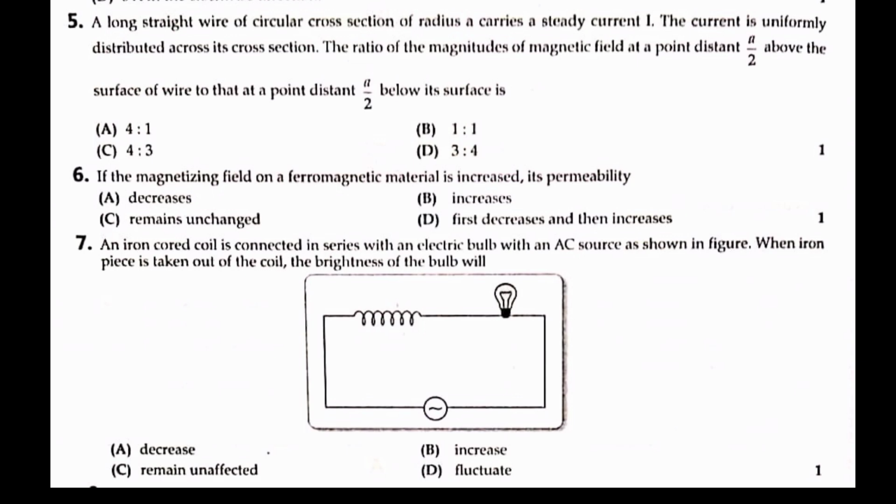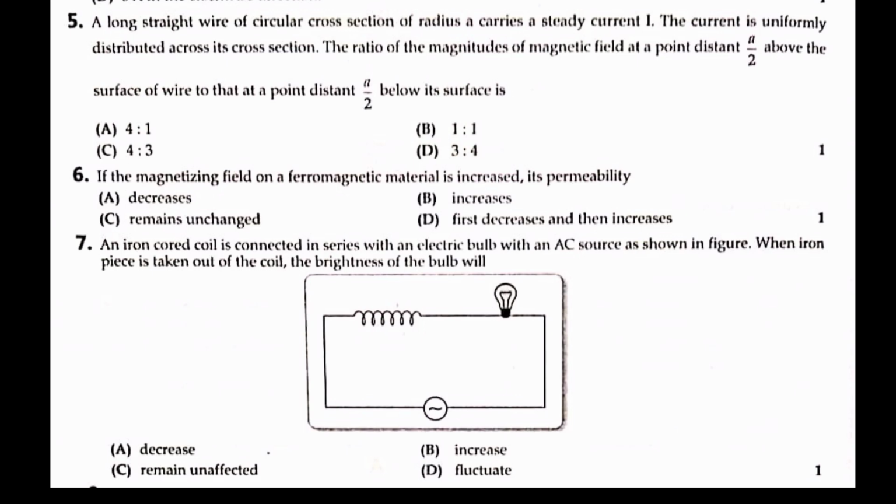So what are the things given here? Here we have a long straight wire in the form of a circular cross section, which has a radius small letter A. The current passing through it is I, and here we have to find the ratio of magnitudes of magnetic field at a point distant A by 2 above and below the surface.